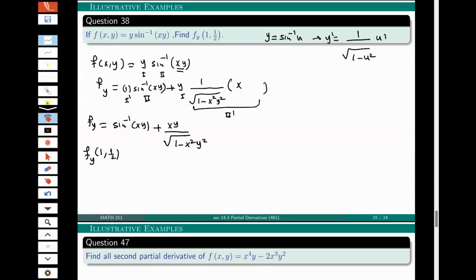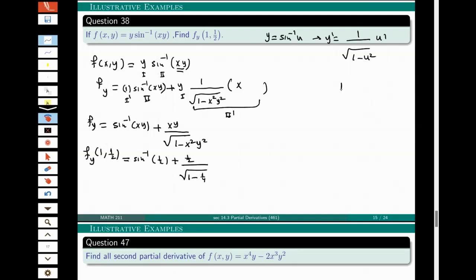If I want f sub y at the point 1 and 1 half, I need to replace x by 1 and y by 1 half, so it will be sine inverse of 1 half plus 1 half over square root of 1 minus x times y. We said it's 1 half, so when we square it, it will be 1 over 4.